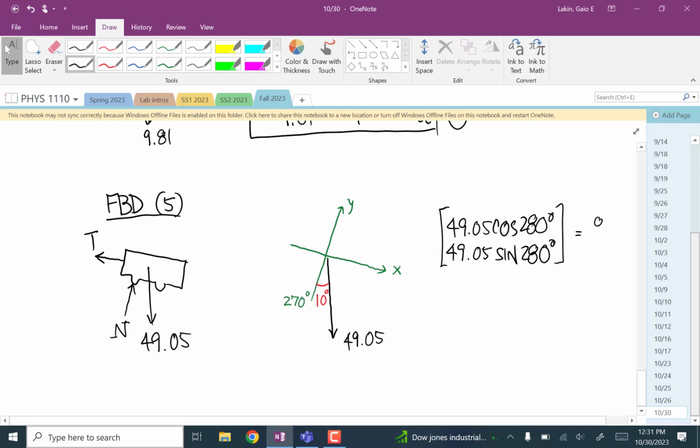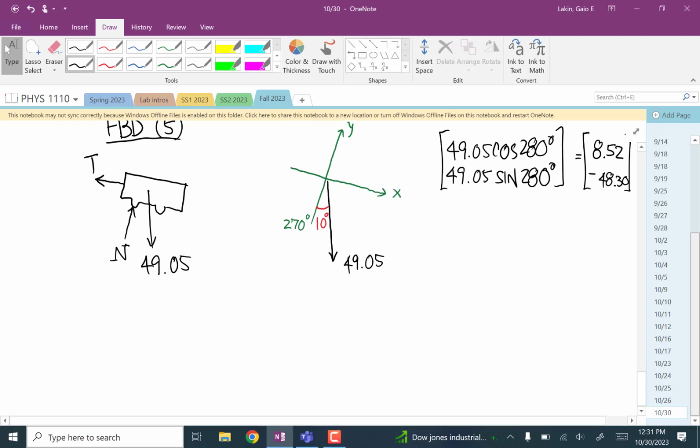And I got 8.52, negative 48.30. So that is the weight force in this rotated coordinate system. And so now we can go to Newton's second law.